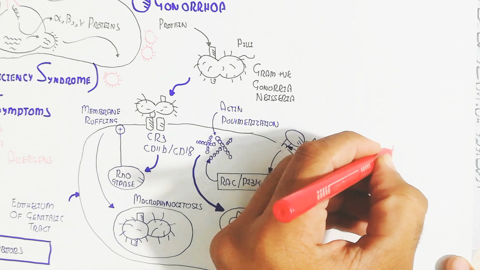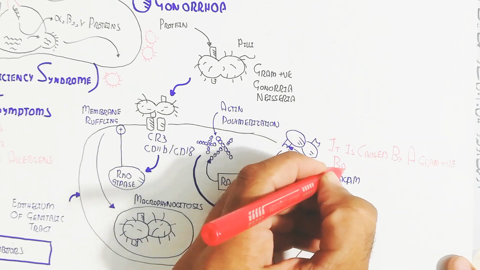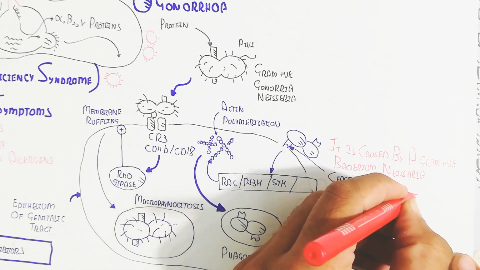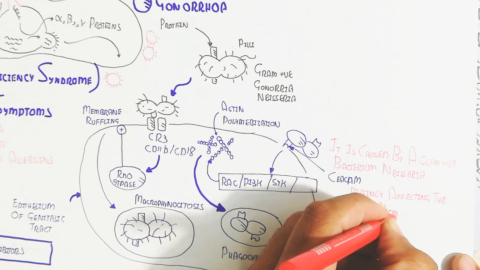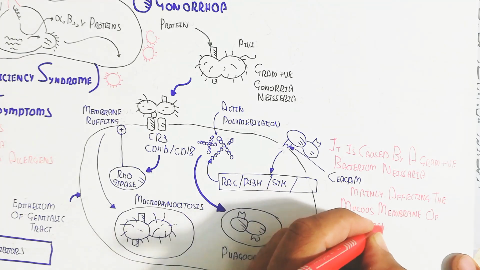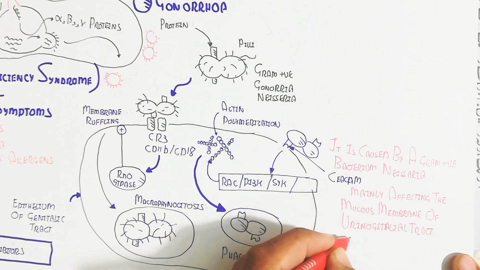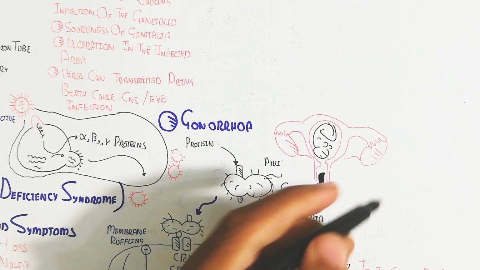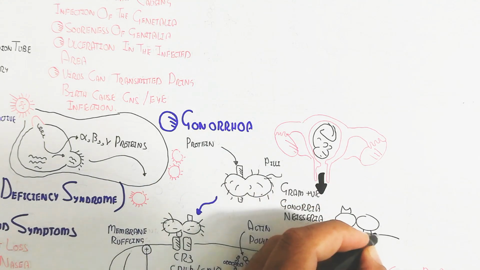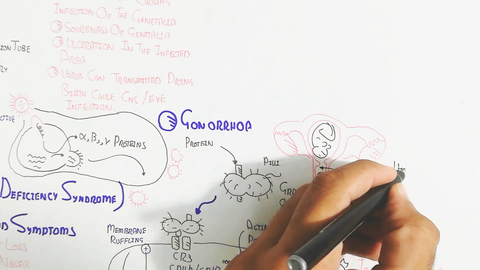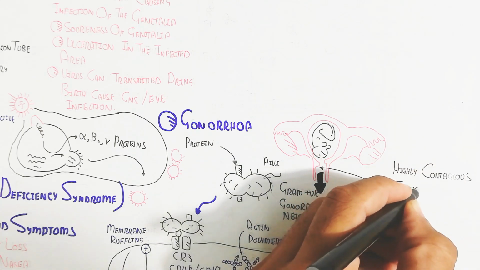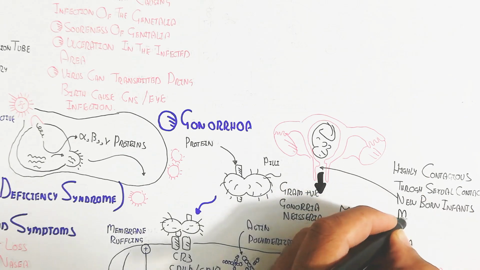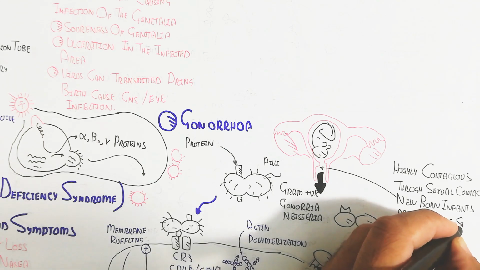It is caused by the bacterium Neisseria, mainly affecting the mucous membrane of the urinogenital tract. The urinogenital tract means the urinary system of the male, so males are mostly involved in this infection. For females, gonorrhea is also highly contagious through sexual contact, and the newborn infant may acquire a serious eye infection and a cranial infection, a brain infection.